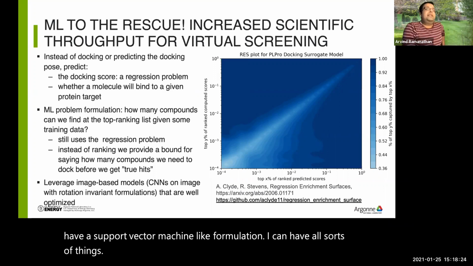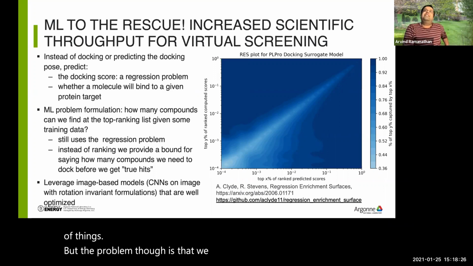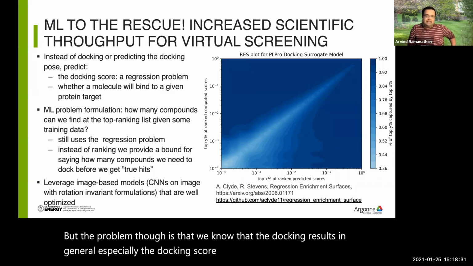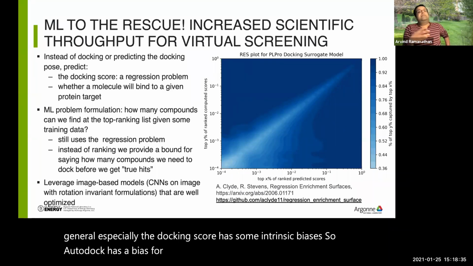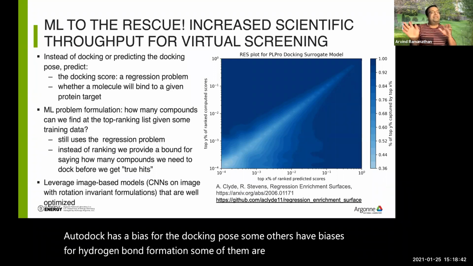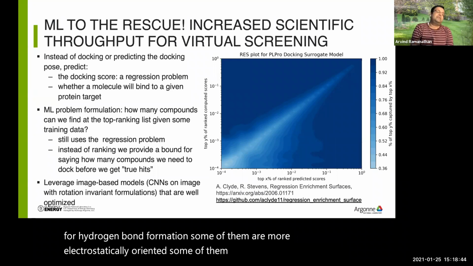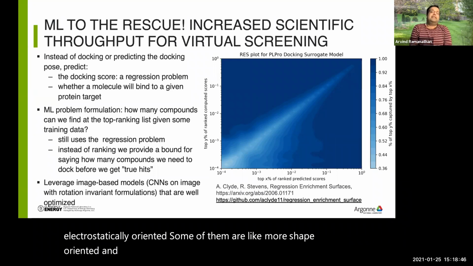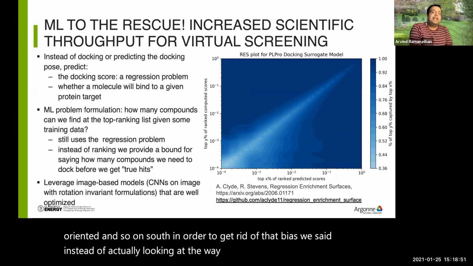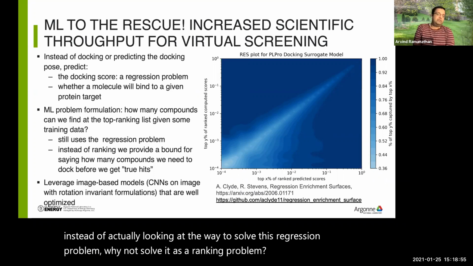But the problem is that we know the docking results, especially the docking score, have some intrinsic biases. Autodock has a bias for the docking pose. Some others have biases for hydrogen bond formation. Some are more electrostatically oriented, some are more shape oriented, and so on. So in order to get rid of that bias, we said, instead of solving this regression problem, why not solve it as a ranking problem, or a relative ranking problem?